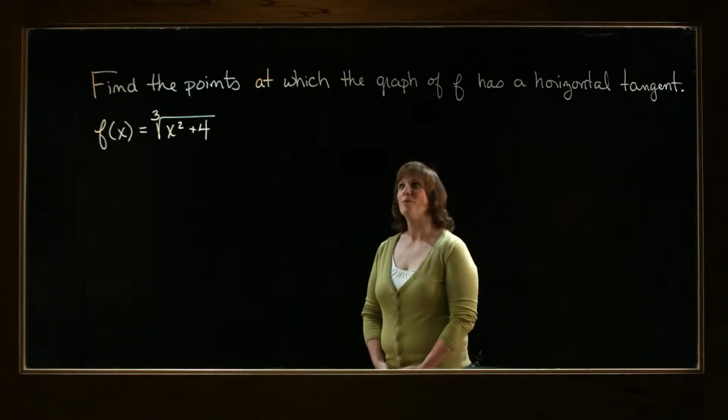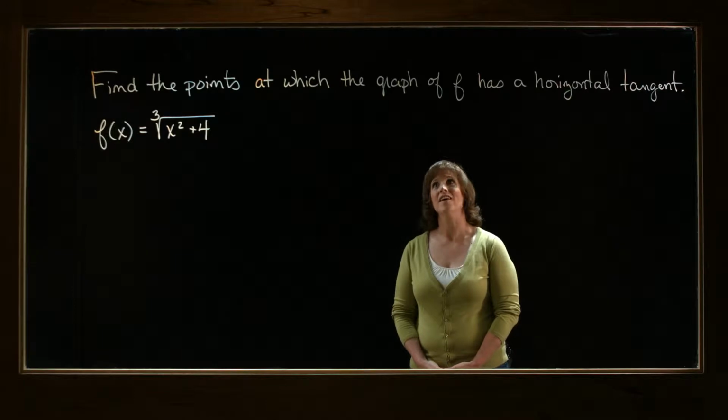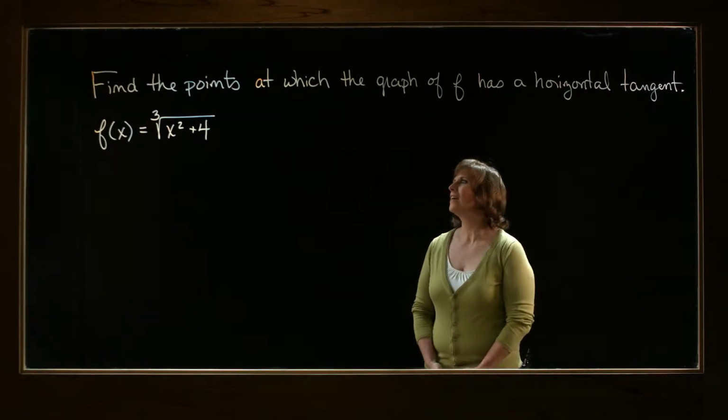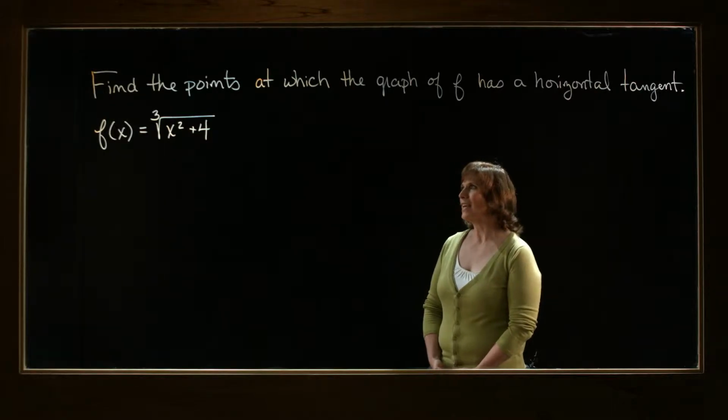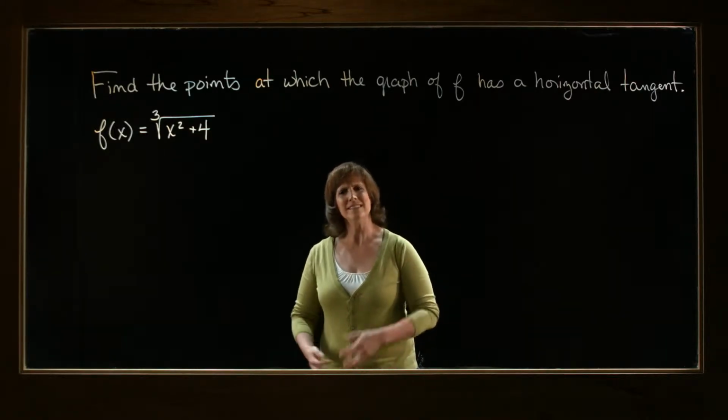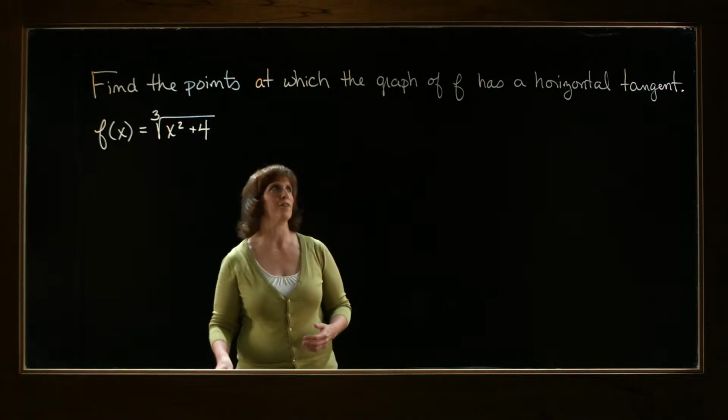Hi, I'm Cheryl Leach. In this problem, we want to find the points on the graph of f where you have a horizontal tangent. The function that we're going to be looking at is the cubed root of x squared plus 4. Now let's take a look at exactly what I want to find.